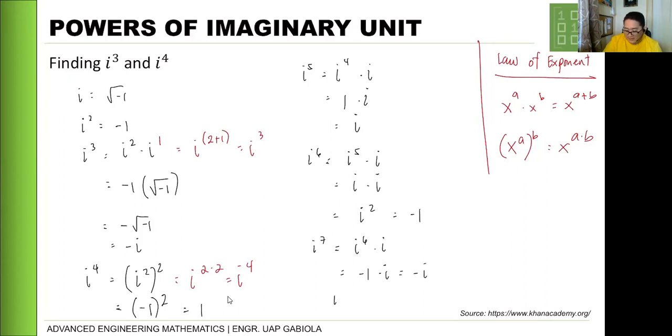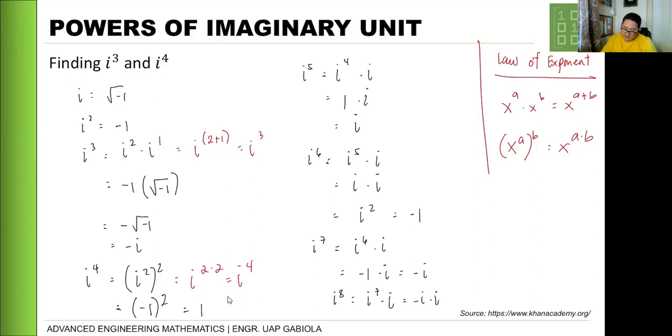Last, i to the 8. i to the 8 is equal to i to the 7 times i. We can represent it as, since we identified it, negative i times i. Right? Negative i times i.